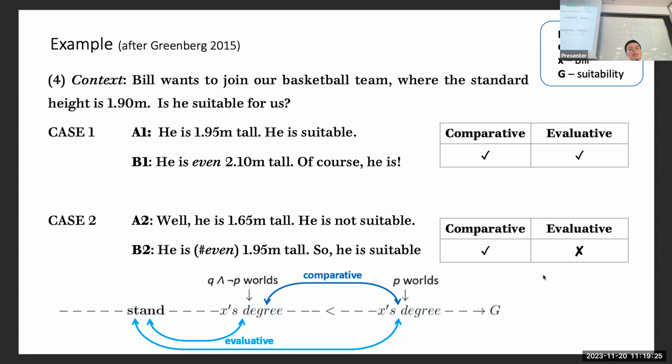But the evaluative component is going to fail here because the Q world, right, the A, is not going to satisfy the standard requirement. So it is actually not going to be higher than the standard. And this is going to make it infelicitous. And you can notice also that if we delete even from B2, then the sentence is going to be fine.